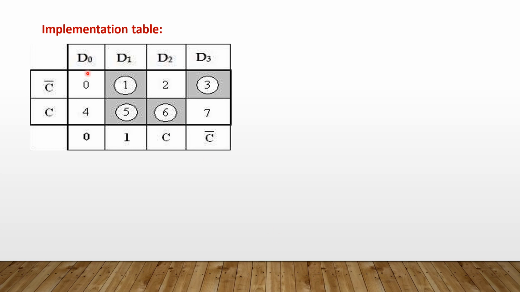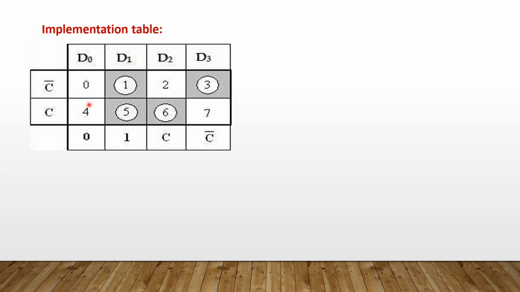So here this is the implementation table. They have given three variables, which will have 8 minterms, that is from 0 to 7. We are going to use a 4 into 1 multiplexer, which will have 4 inputs, D0, D1, D2, D3. Here the minterms are from 0 to 7: 0, 1, 2, 3, 4, 5, 6, 7. The last variable is nothing but C. The first row we will consider as C bar, and the second row as C. Here we are going to follow the three conditions.